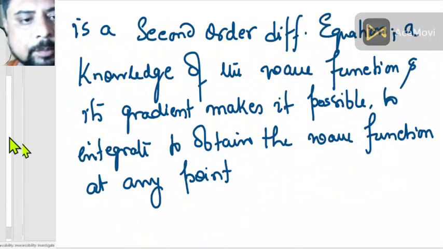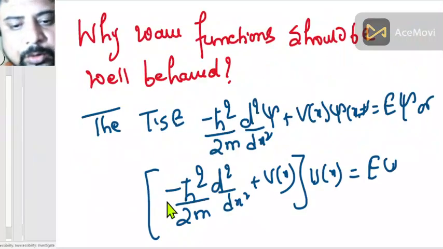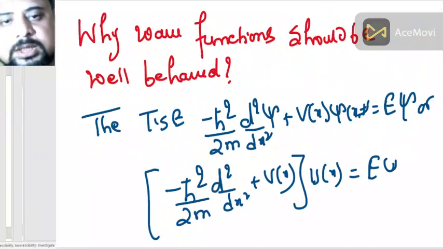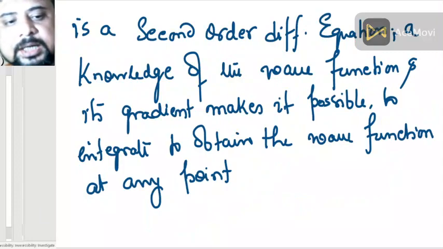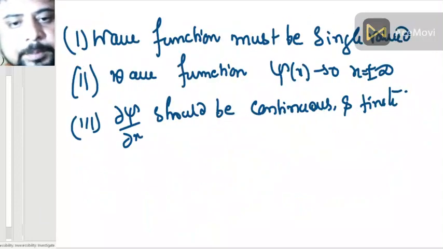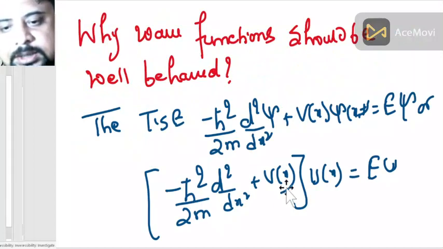Now the question arises, why should the wave function be well-behaved? I know this question is not in the syllabus. It is not in the prescribed question format of your university, but this is a very conceptual question. It is asked in many situations, why they should be well behaved. Simple question. Because they are related to the particle.